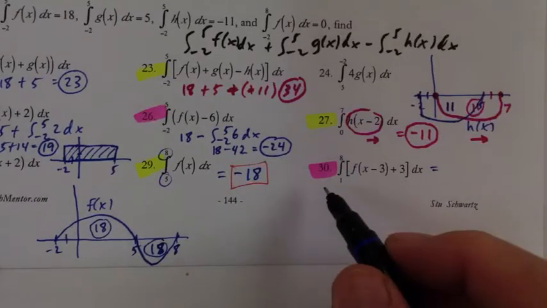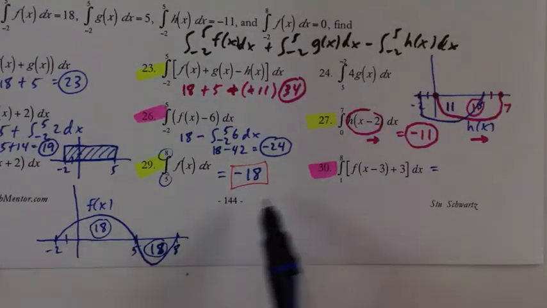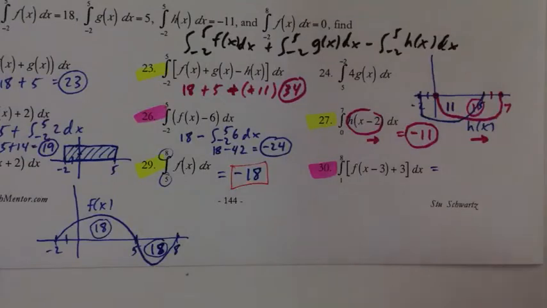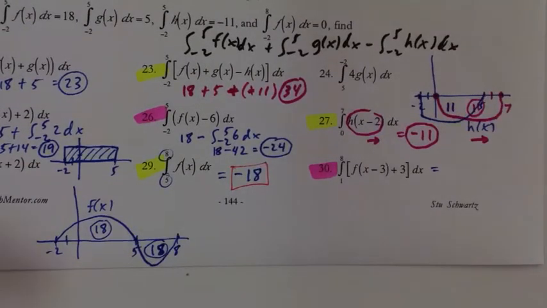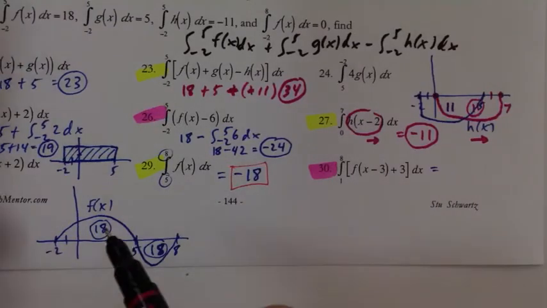From 1 to 8 of f of x minus 3. So I can use this. You should have paused the video already. Please do that if you haven't done that yet. Try to figure it out. I already have my f of x.